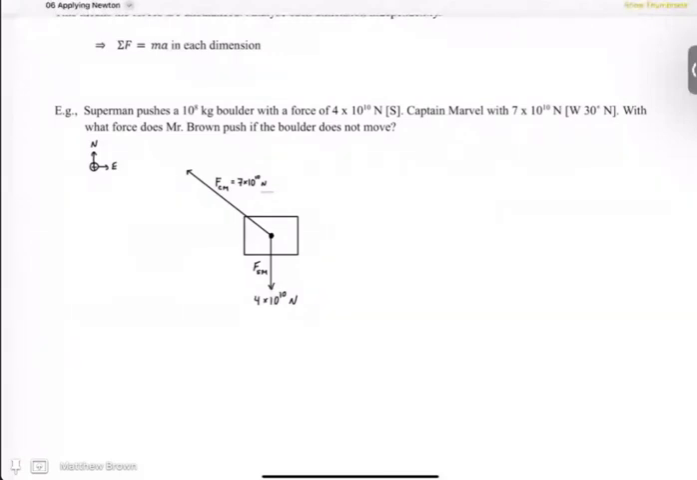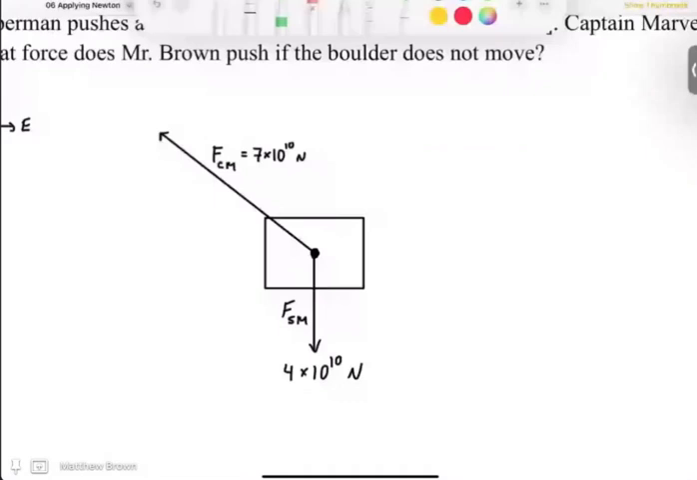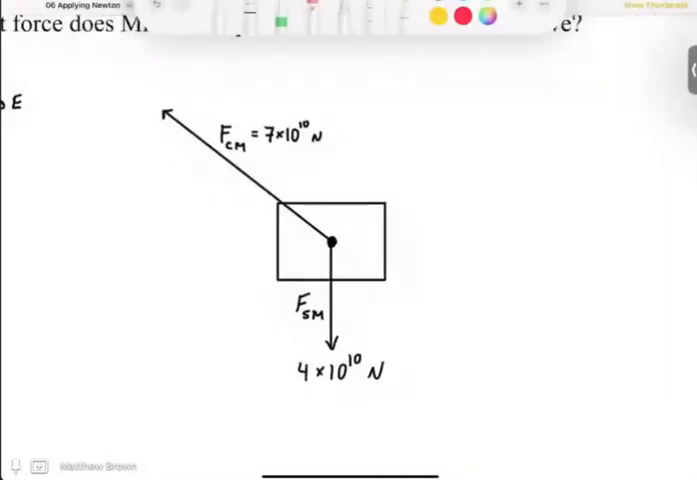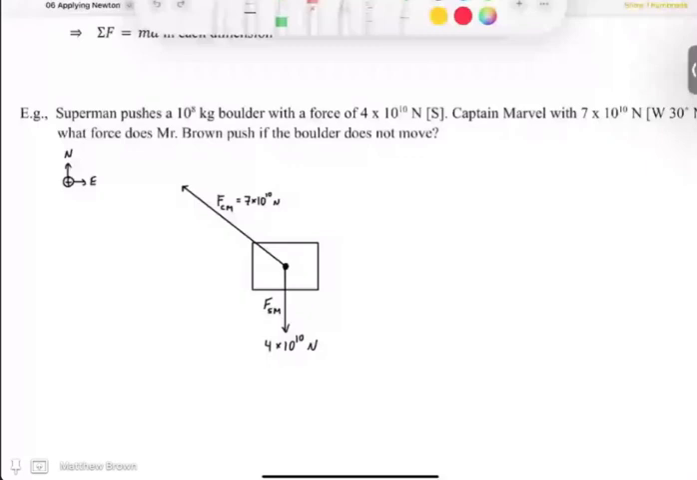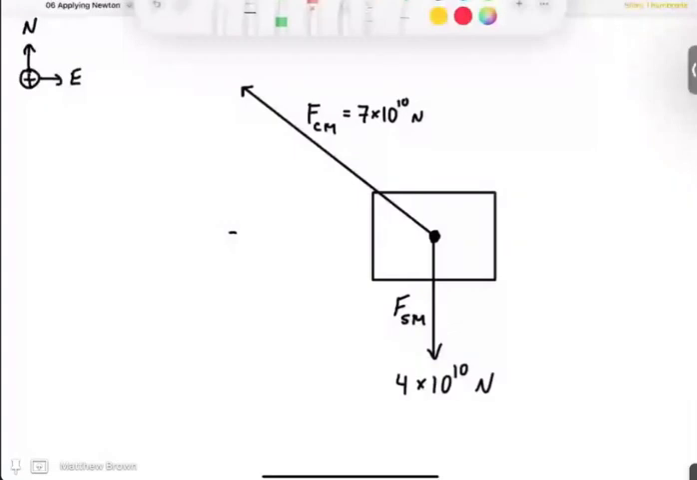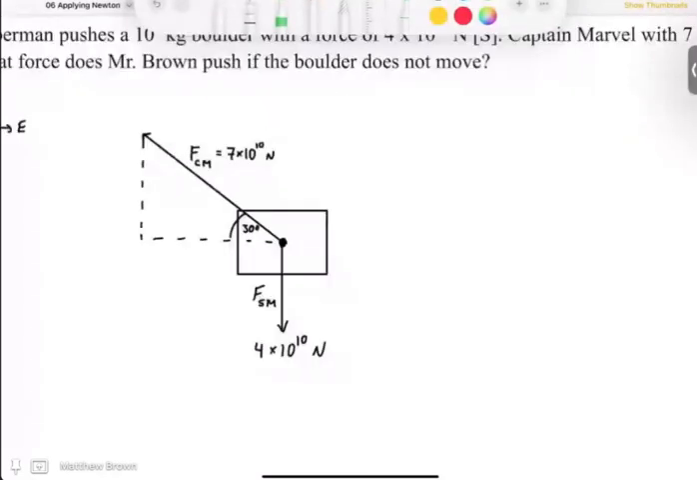So I've decided, I'll just use north as positive, east as positive. And I've taken the information I've got and tried to sketch that, right? So I'd used F Superman here is 4 times 10 to the 10 newtons down, and the force of Captain Marvel here, 7 times 10 to the 10 newtons. But this one's on an angle. It does say it is west 30 north. So that means if I sketch, that means this here is 30. And it looks something like that. Okay, so if I draw that in there at 30 degrees, now I know this thing is in equilibrium.